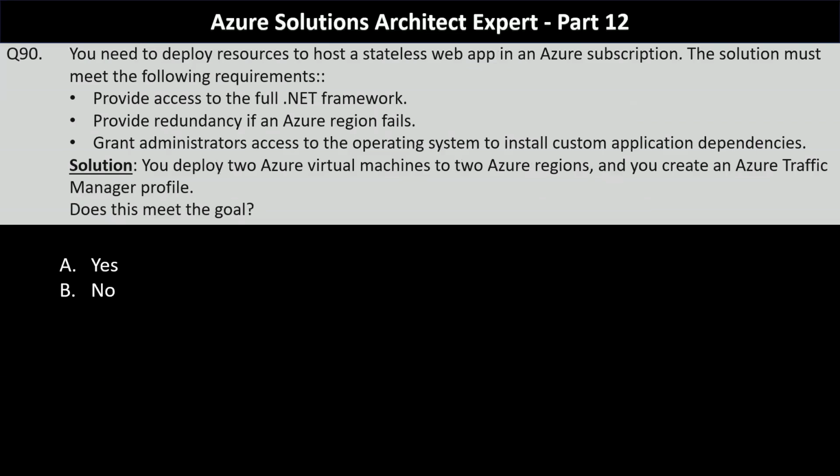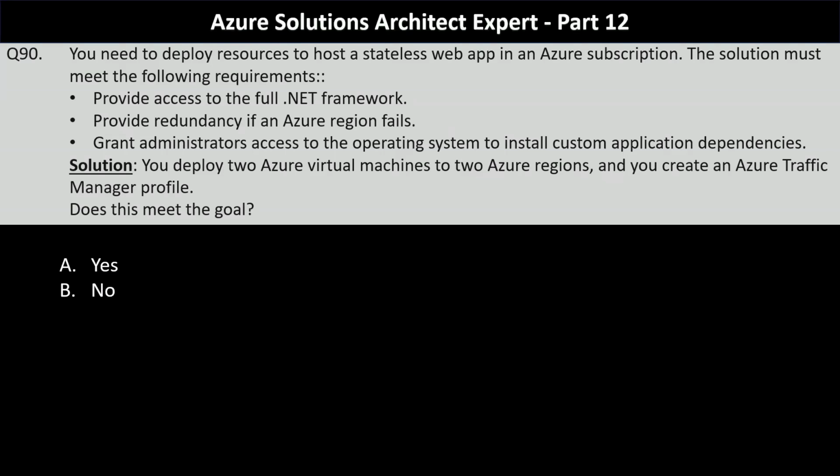Next question. You need to deploy resources to host a stateless web app in an Azure subscription. The solution must meet the following requirements: provide access to the full .NET framework, provide redundancy if an Azure region fails, grant administrators access to the operating system to install custom application dependencies. Now, the solution you choose is you deploy two Azure virtual machines to two Azure regions and you create an Azure Traffic Manager profile. Does this meet the goal? You need to tell whether this solution is right or wrong.